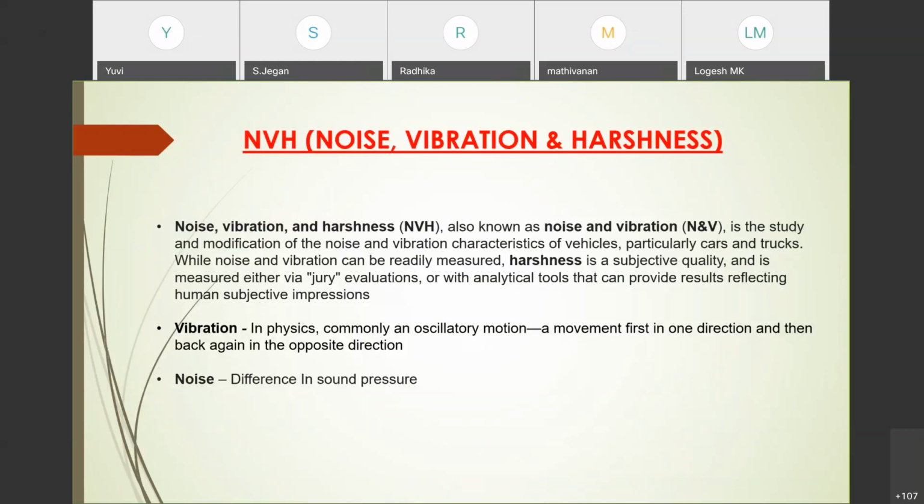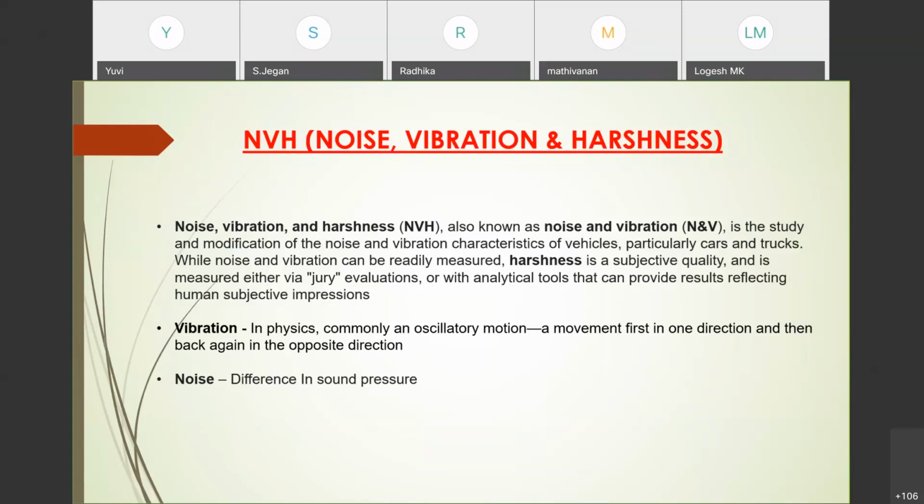The final part of the technical topic is NVH, which is noise, vibration, and harshness. This is a very, very interesting topic and a very wide topic too. What is NVH? NVH is the study and modification of noise and vibration characteristics in the vehicle. We have special equipment to measure the noise and vibration, but we don't have any measurement to measure the harshness in the vehicle. Normally there are two types of evaluation in NVH. The first one is subjective evaluation. The second one is objective evaluation.